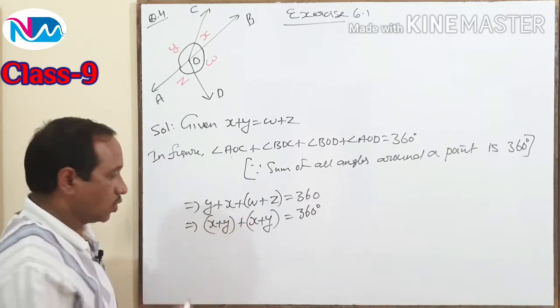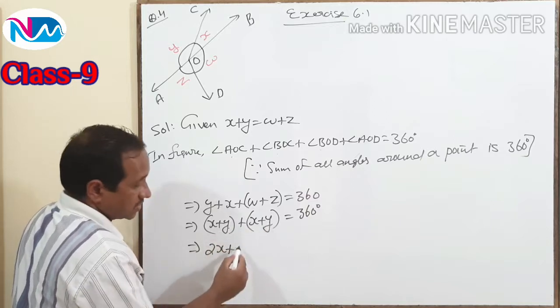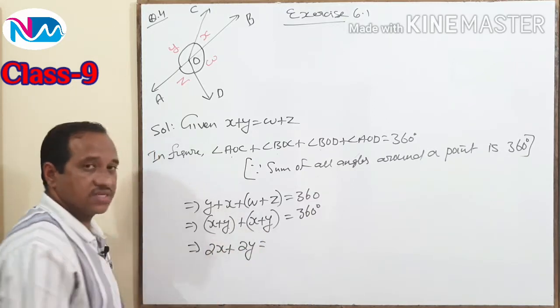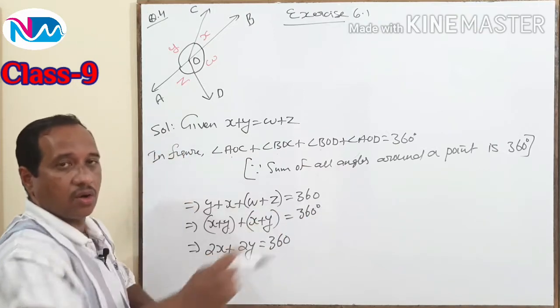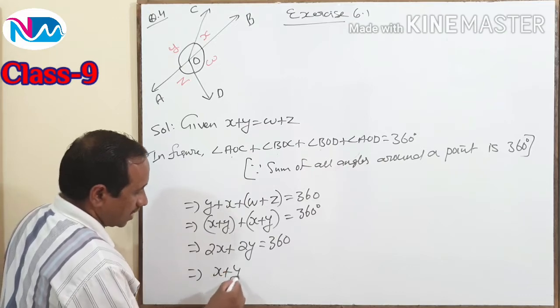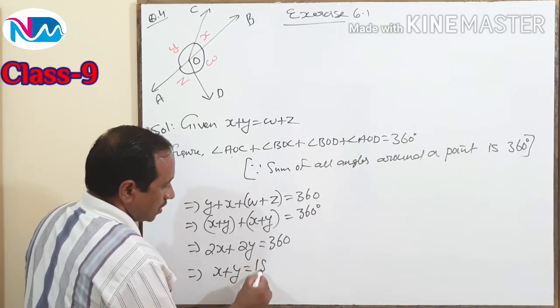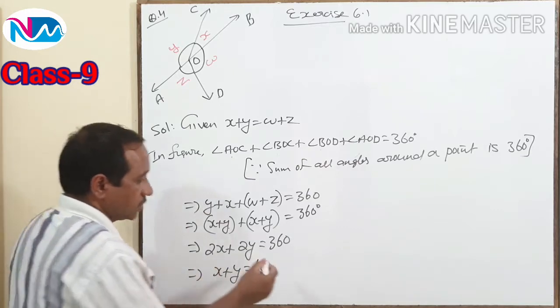x plus x, 2x, plus y plus y, 2y is equal to 360 degree. We can divide all the terms by 2. Dividing by 2 we get x plus y is equal to 180. Here we divided all terms by 2.